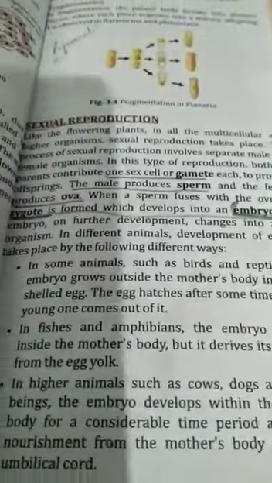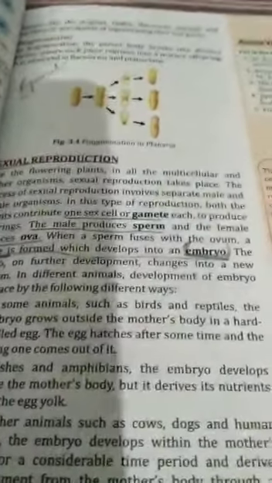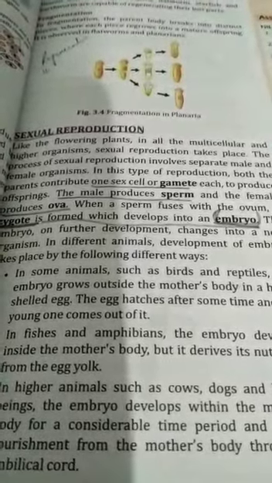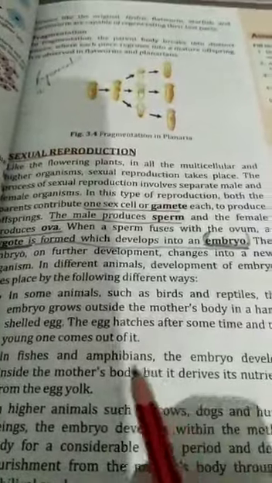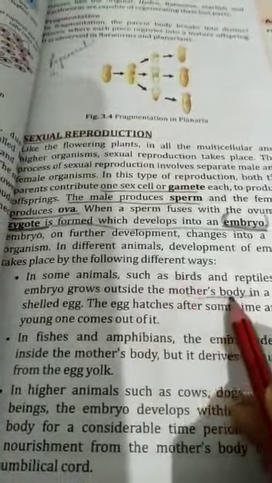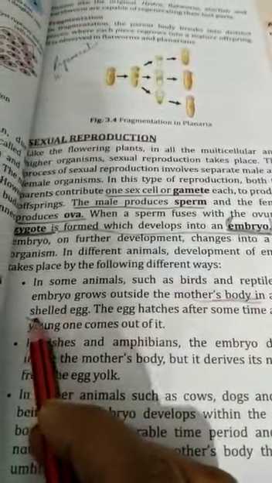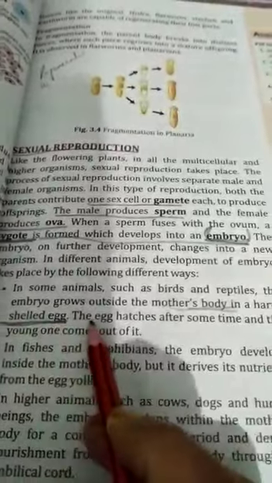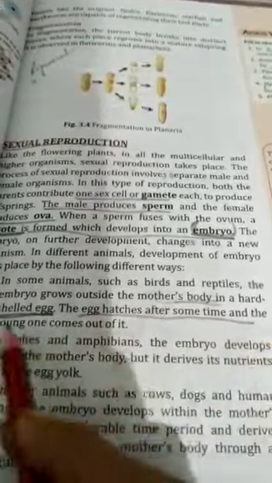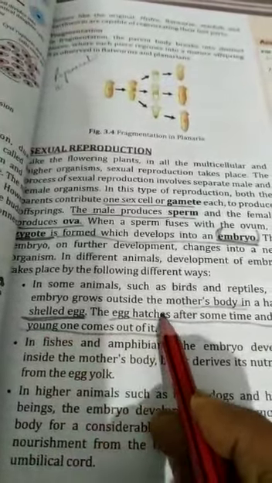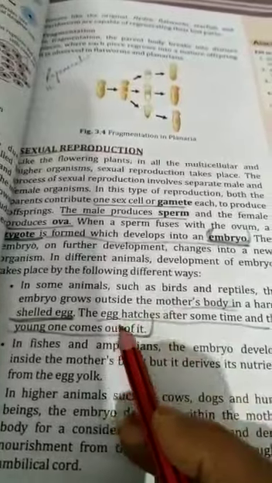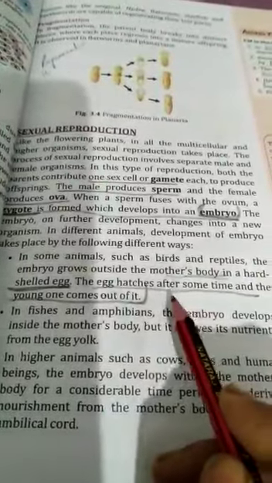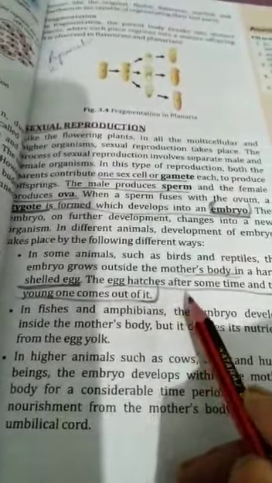Now, there are some animals where sexual reproduction takes place in a different way, like in birds and reptiles. There, the embryo grows outside the mother's body. That means it grows in the shelled egg. The mother gives warmth to the egg and the egg hatches out after some time and the young ones come out of it. So this is the external reproduction which takes place. It is sexual as well, but it is external reproduction which takes place in some animals.